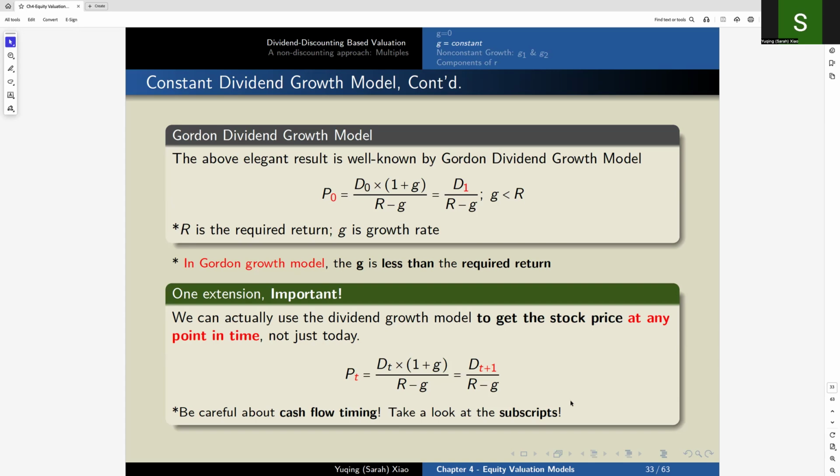have occurred by then, and divide by the same return minus growth gap. The model works best for mature, stable firms where growth is relatively steady, like utilities or consumer goods companies. It's less reliable for startups or firms with volatile earnings.